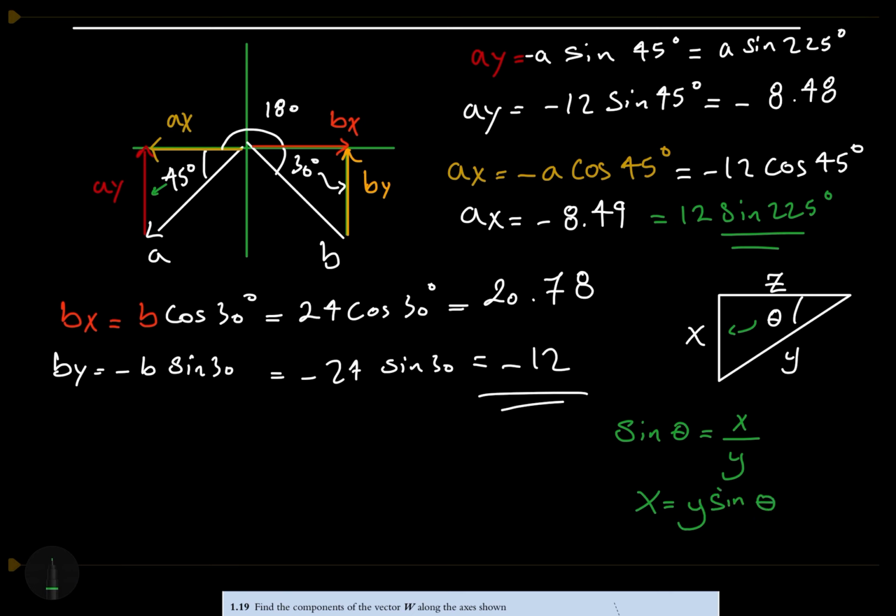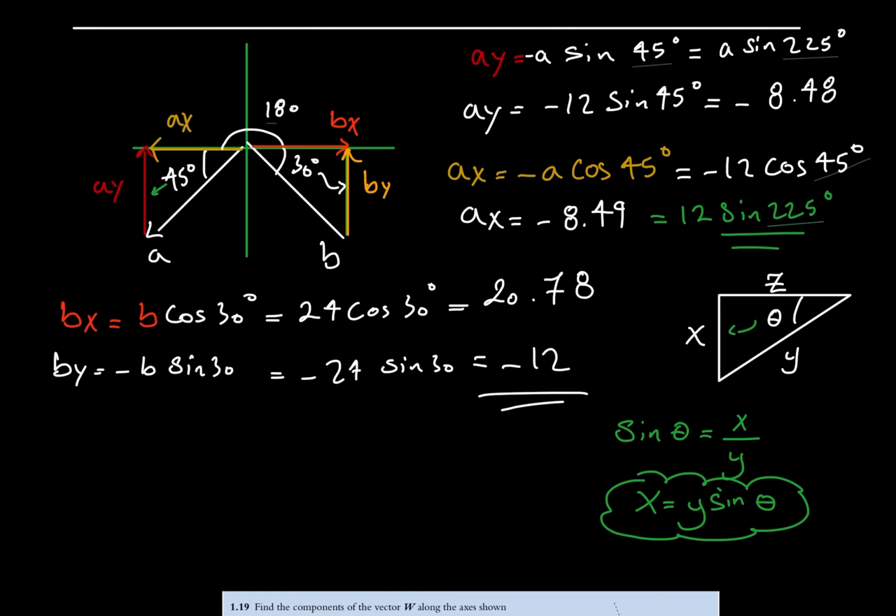So that's how we're figuring out the fact that anytime the angle is opposite to that side, we can find that side by using sine. And anytime it's adjacent, we can find it using cosine. Let's take a look at another question.